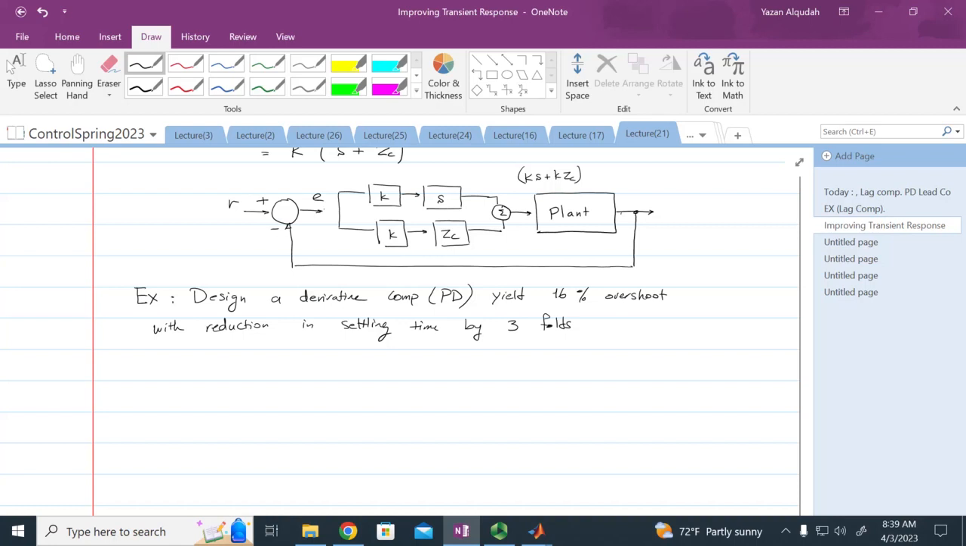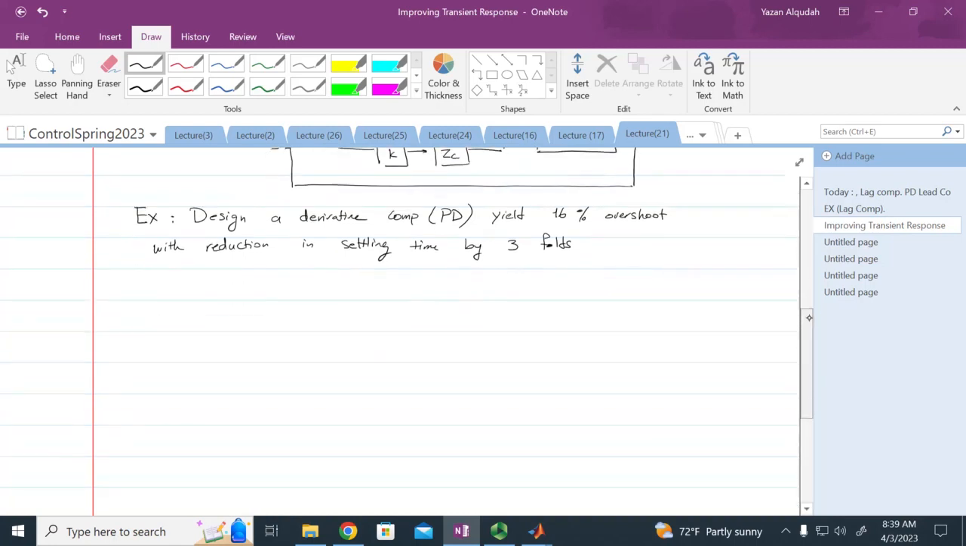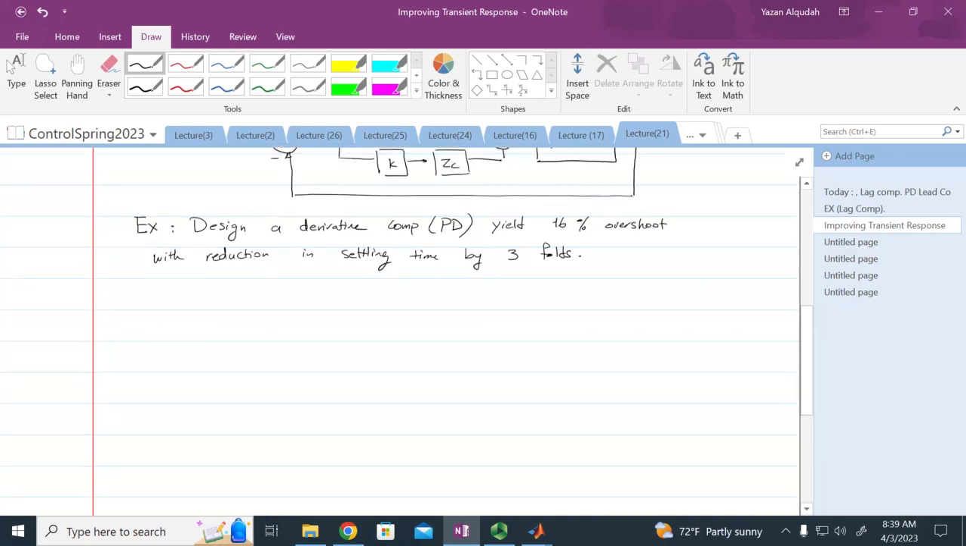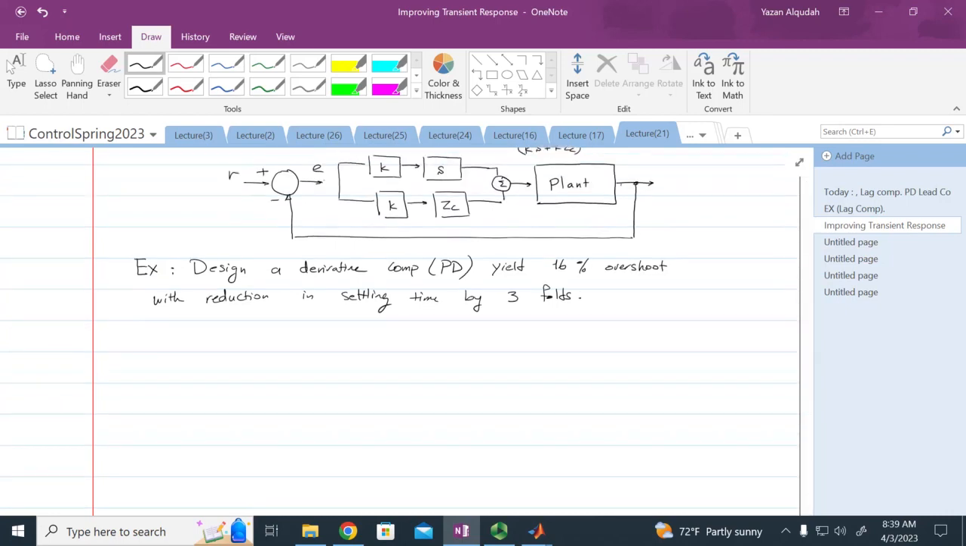Okay, so what is it we're trying to improve on this system? Steady state error or the transient time? Transient time. Because I'm trying to reduce the settling time. Settling time is part of the transient response. Okay, so how do we design the compensator? What is the first step?